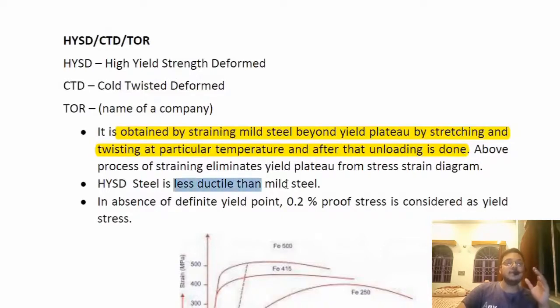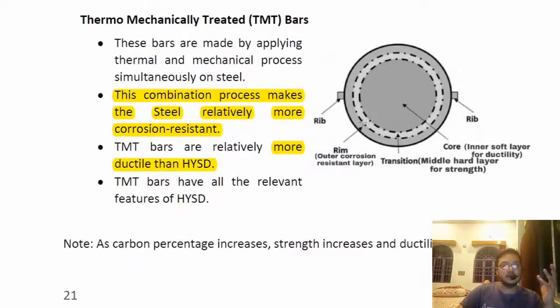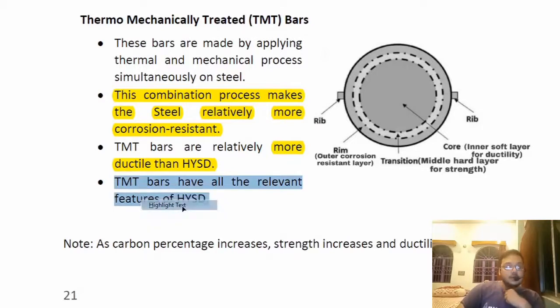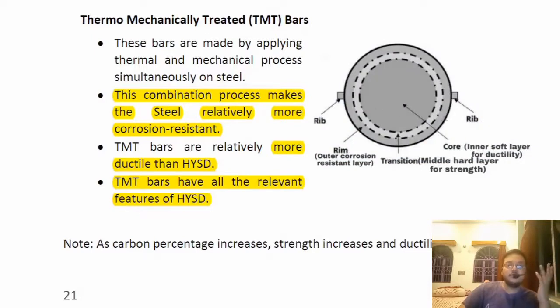Now it was seen that these HYSD bars did not have much ductility. They were less ductile than mild steel. So we introduced TMT bars, which further eliminated this problem of ductility, and these TMT bars are much more ductile compared to HYSD. TMT bars have all the relevant features of HYSD, providing almost the same amount of strength, and are available as Fe 415 and Fe 500 only. So this is the cross section.